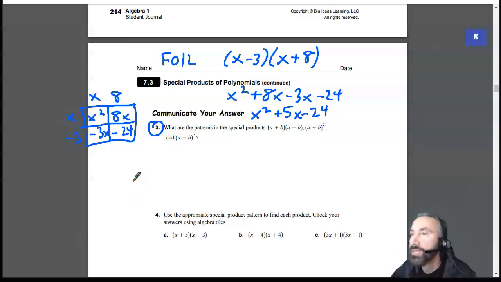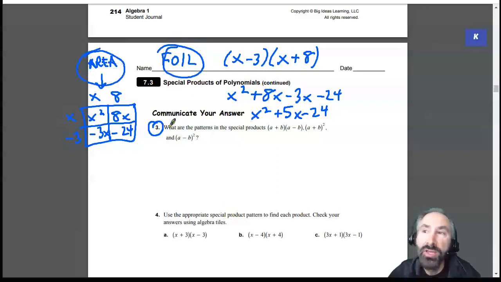So anyways, whatever technique you want to use, algebra tiles or this area model, or FOIL, this will work. You're going to do that with a plus b times a minus b, a plus b times a plus b, and a minus b times a minus b. Okay, so there's that. I also want to try something else.